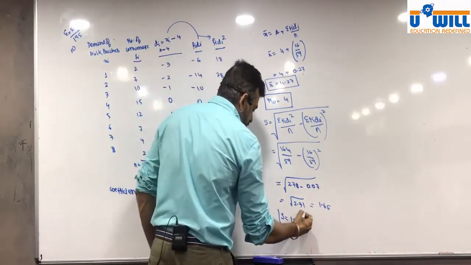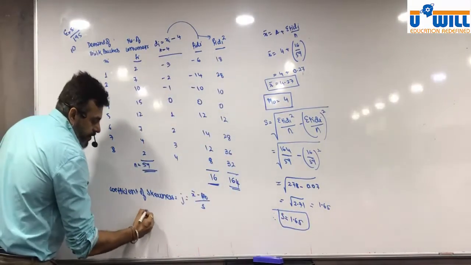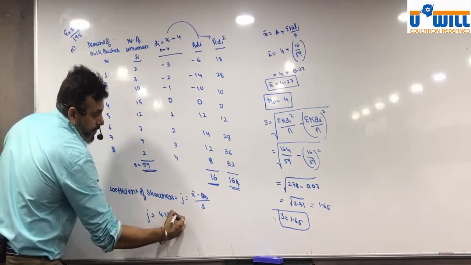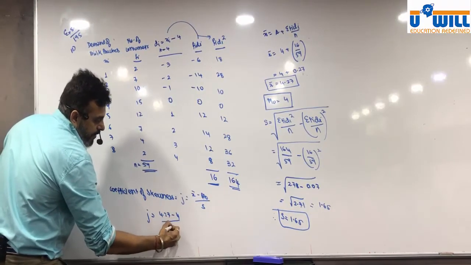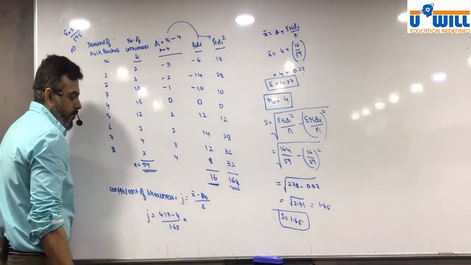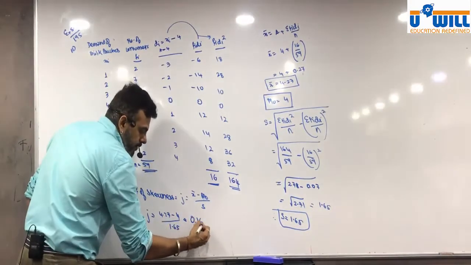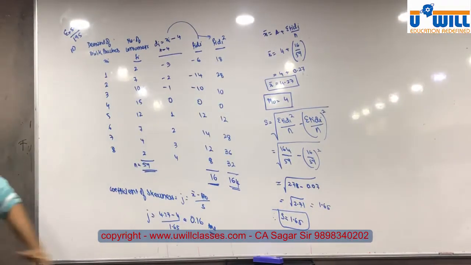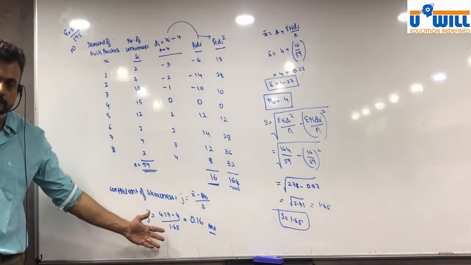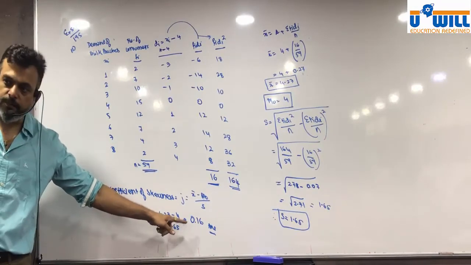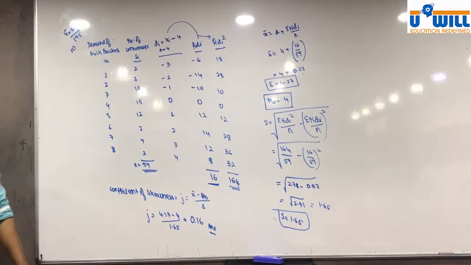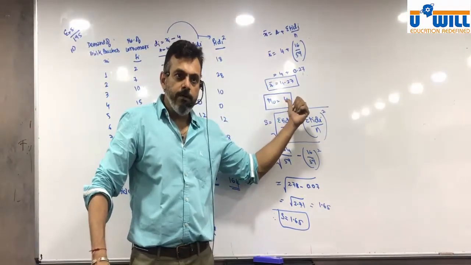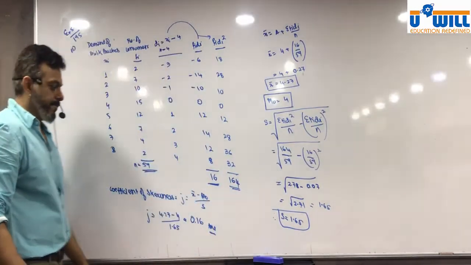Now let's find out the coefficient of skewness. J is equal to 4.27 minus 4 upon standard deviation 1.65, which is equal to 0.16. Answer. Is this a positive skewness or a negative skewness? Positive, because if this is positive then it is positive, and if negative then negative. And you can also see that the mean is more than the mode. That is why it is also positive.